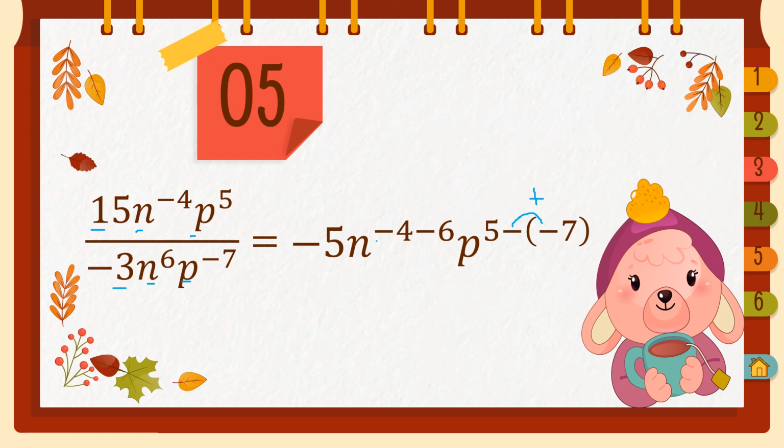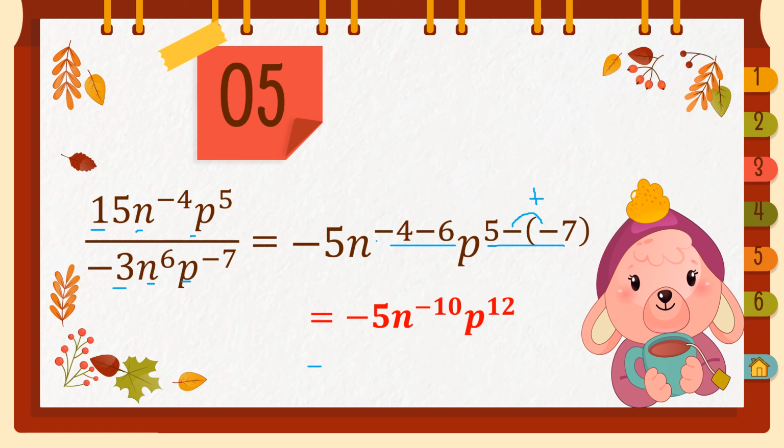So, yan po ay magiging positive. Ito po ay like sign, so add, attach the sign. Ito naman, unlike sign, subtract, attach the sign of the largest number. So, magiging sagot po natin ay negative 5 n raised to negative 10, p raised to 12.